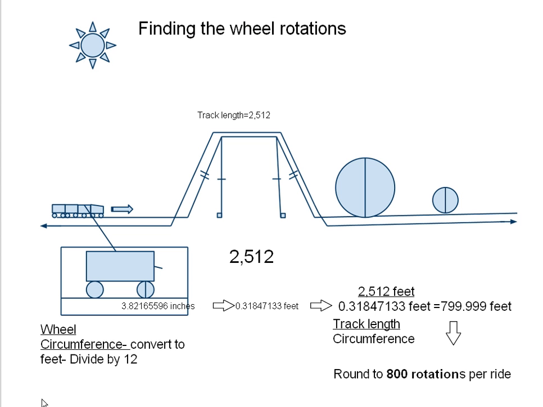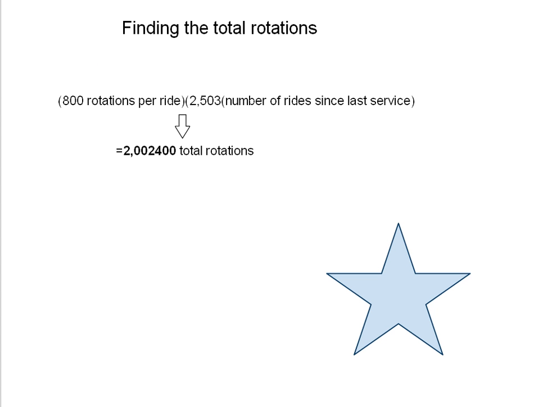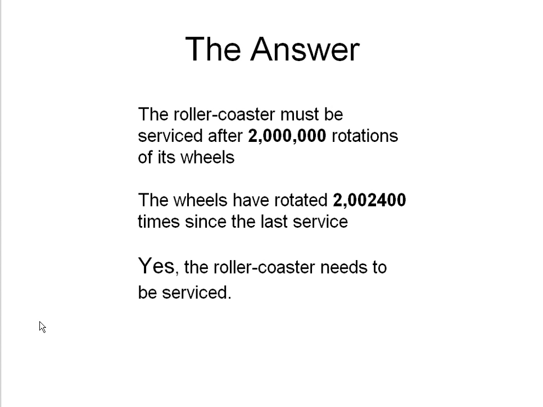After finding the length of the track, we find the circumference of the roller coaster wheel and divide the track length by that circumference to find the total amount of rotations per ride. And after simplifying, we get 800 rotations per ride. We then multiply the total amount of rotations of the wheel per ride times the number of rides since the last service. So we do 800 rotations per ride times 2,503, and we get 2,002,400 rotations. The answer: the roller coaster must be serviced after 2 million rotations of its wheels.